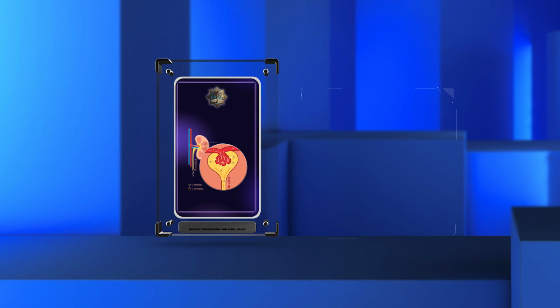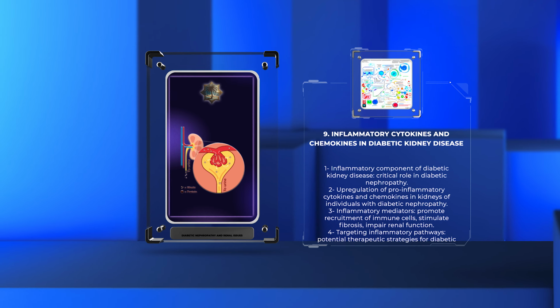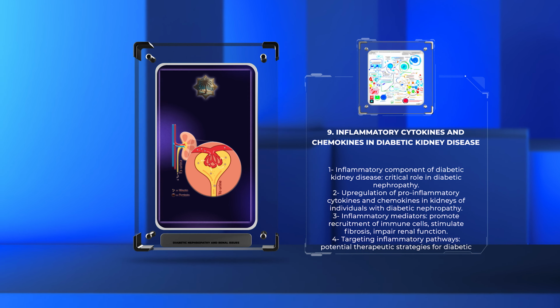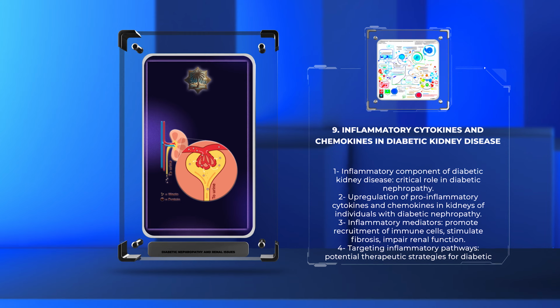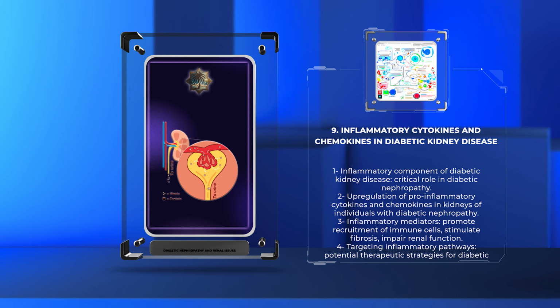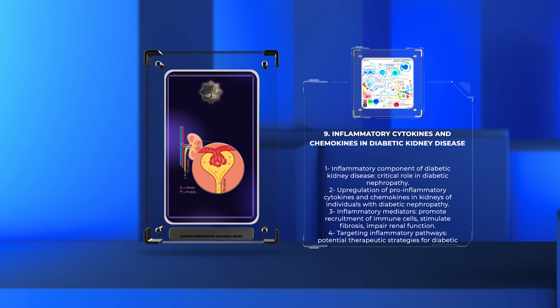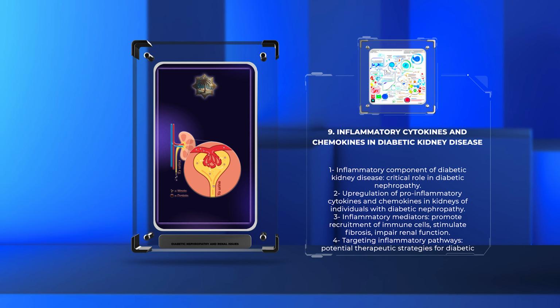Inflammation is a critical component of diabetic kidney disease. Various pro-inflammatory cytokines and chemokines are upregulated in the kidneys of individuals with diabetic nephropathy. These inflammatory mediators contribute to renal damage by promoting the recruitment of immune cells, stimulating fibrosis, and impairing renal function. Targeting inflammatory pathways may offer new therapeutic strategies for diabetic nephropathy.